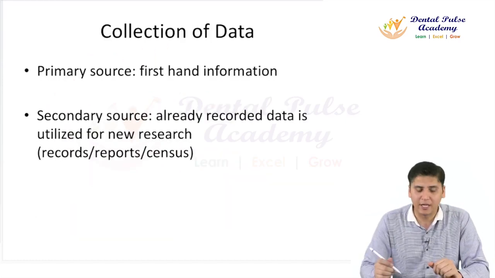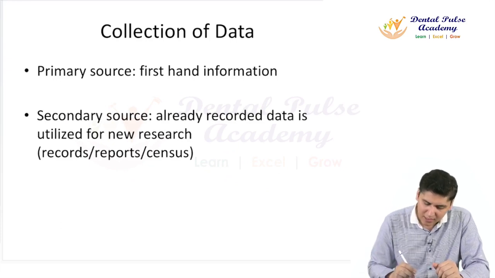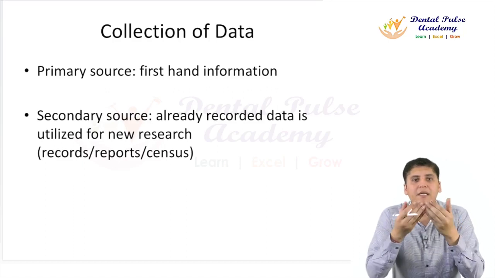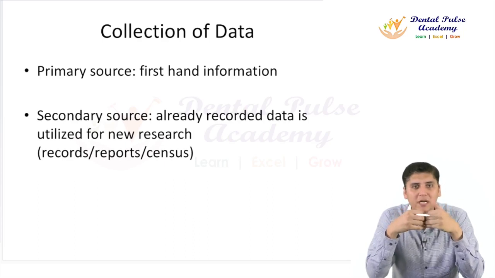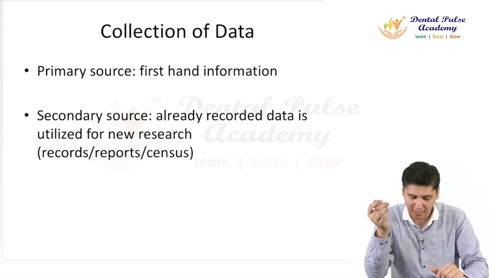Next is collection of data. How do we collect data? Data is collected by primary sources and secondary sources. Primary data is the first-hand information, that means the data the person collects themselves. If I want to do a study, I go to the population and I collect the measurements myself. It is a primary source of data.